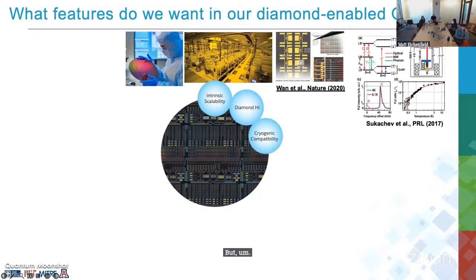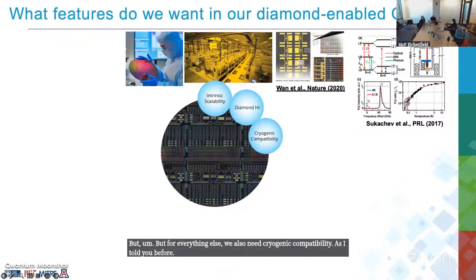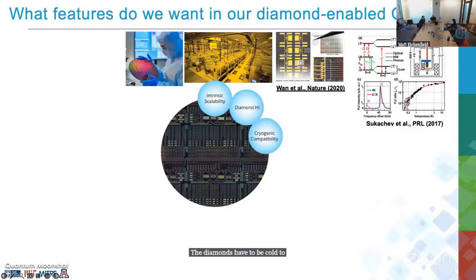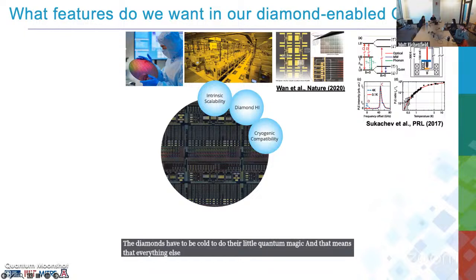But for everything else, we also need cryogenic compatibility. As I told you before, the diamonds have to be cold to do their little quantum magic, okay? And that means that everything else that is hosting the diamond and doing all the photonic connections and switching that we talked about and the photon detectors, they also have to be cold, okay? And so everything has to be able to work at temperatures that are close to absolute zero.